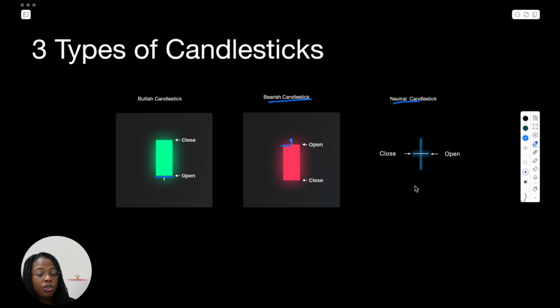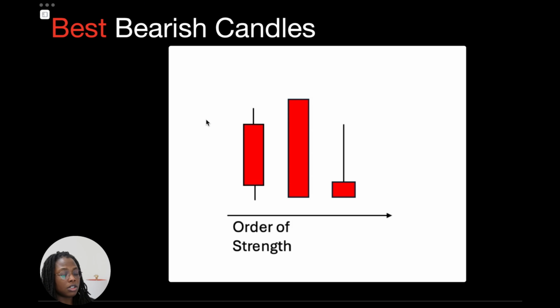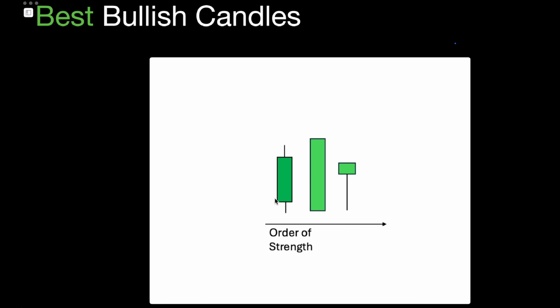So moving on, I'm going to be showing my top 3 bullish and top 3 bearish candles that you need to know. If you know how to use these candles, including the location of where they appear, you're set. So stick around. These are my favorite bullish candles, and they're ranked in order of strength from the left to the right of the screen.